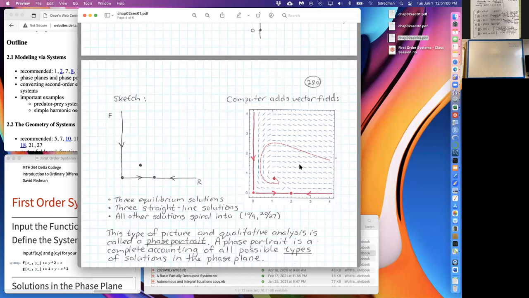Well, I am still trying to cycle, right? I release something here with a certain number of rabbits and lots of foxes. Well, they start consuming rabbits. I start to go down. And as the foxes go down, the rabbits start to recover. But now what's happening is the rabbits recover.